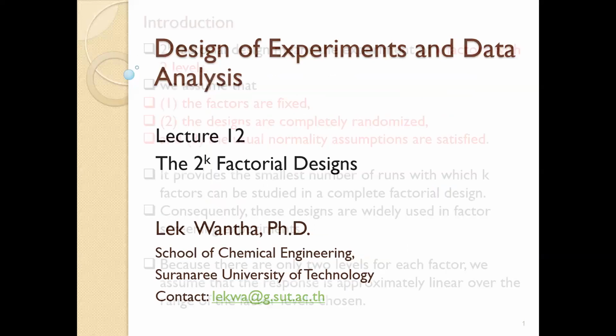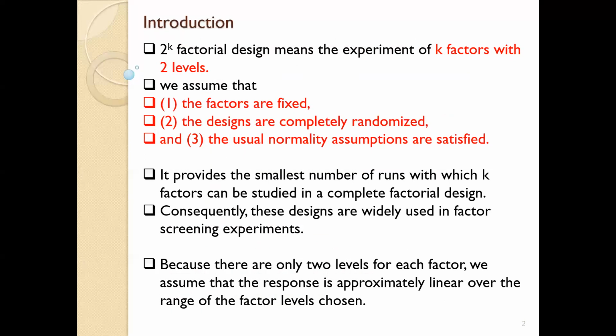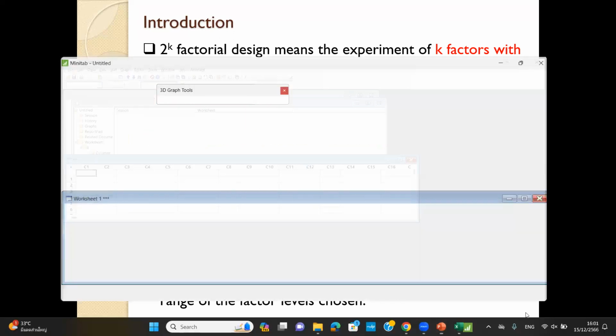This is for 2k. 2k means 2 level, k factor. Right? If we have 3 factors, 2 power 3, 2 multiply 2, you get 4, multiply 2, you get 8, only 8 experiments. If you have replicates, you multiply by n, replicate. That's right, n means replicate. This is how you can calculate the number of experiments based on 2 power k. K is the factor. Okay.